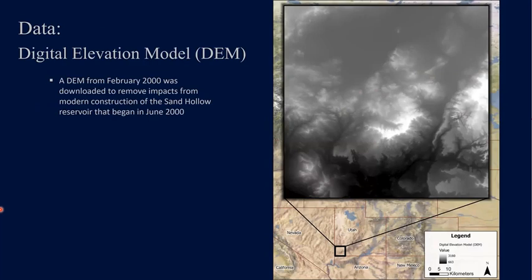To complete this analysis, two different data sets were used. The first data set was a digital elevation model, or DEM. The DEM was downloaded prior to June 2000 to remove any impacts from modern construction of the Sand Hollow Reservoir on the derived hydrologic features done through the analysis of the DEM.